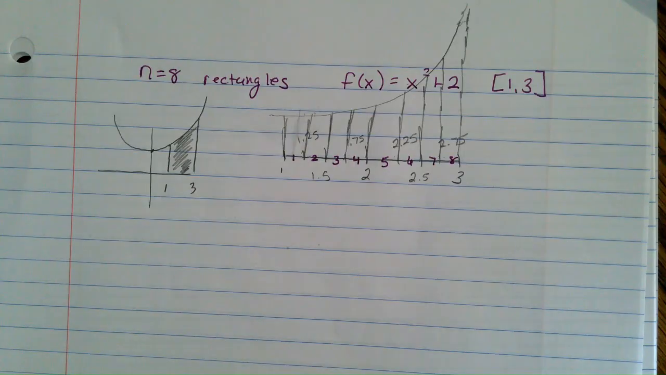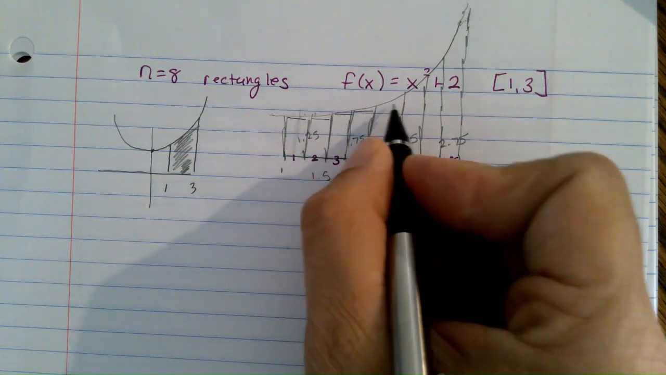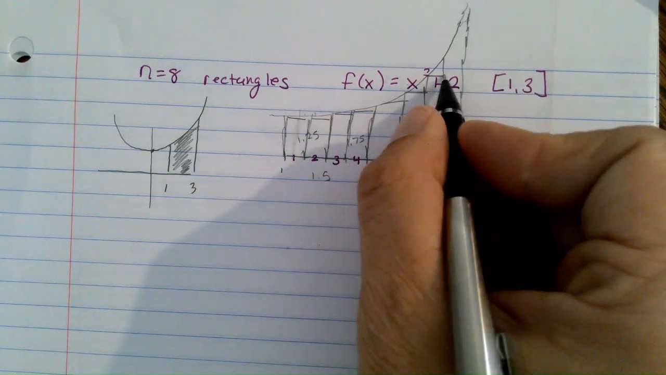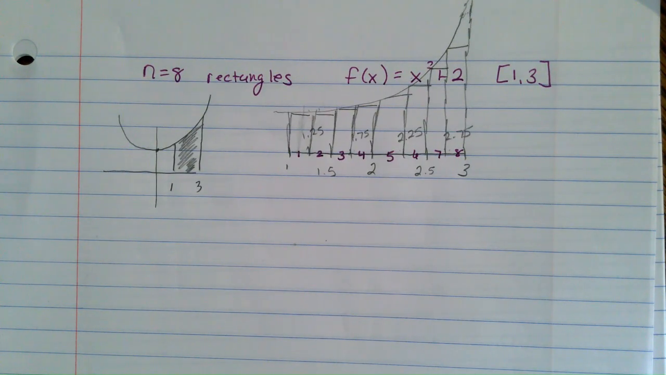Okay, so I have my 8 rectangles drawn, my left sides, right? Okay, so this is probably going to be an underestimate, because every one of those rectangles were kind of under the curve. So the left-hand side is the short side for everything.